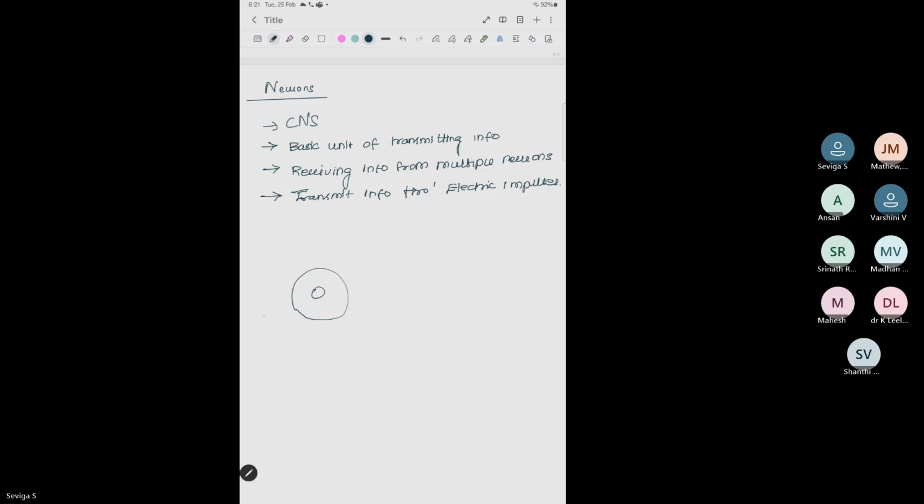It has a cell body and a long tail, which transmits. They have dendrites, a nucleus, an axon, myelin sheath, and the Schwann cells in between.